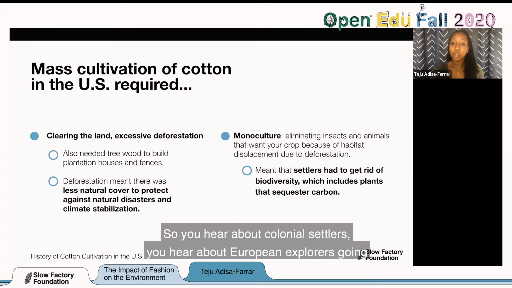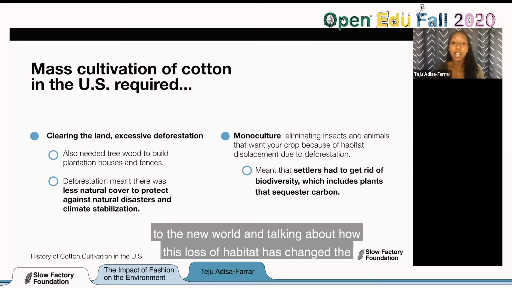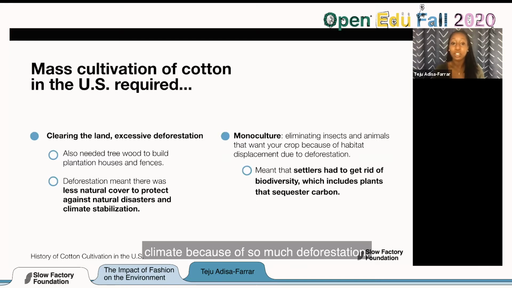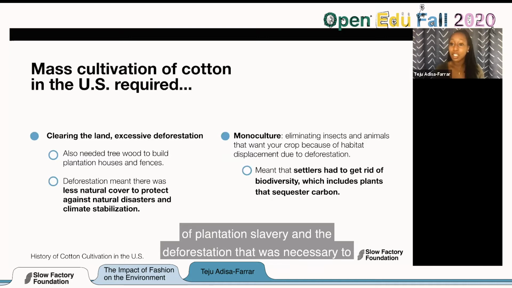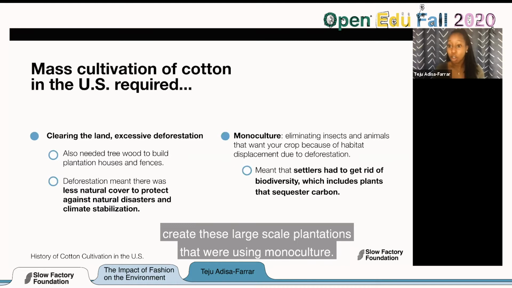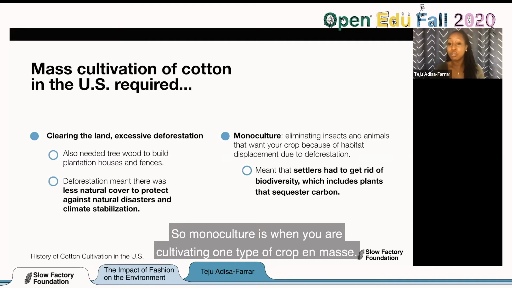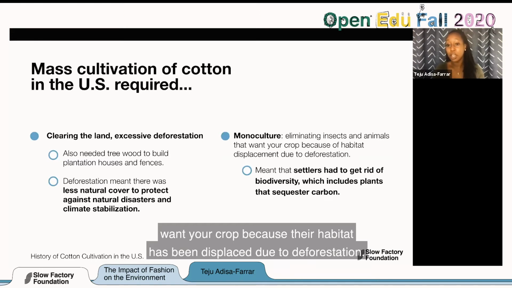So you hear about colonial settlers, you hear about European explorers going to the New World and talking about how this loss of habitat has changed the climate because of so much deforestation. When we first hear about climate change, it's actually in the context of plantation slavery and the deforestation that was necessary to create these large-scale plantations that were using monoculture. Monoculture is when you are cultivating one type of crop in mass. And what is necessary for monoculture is eliminating insects and animals that want your crop because their habitat has been displaced due to deforestation.